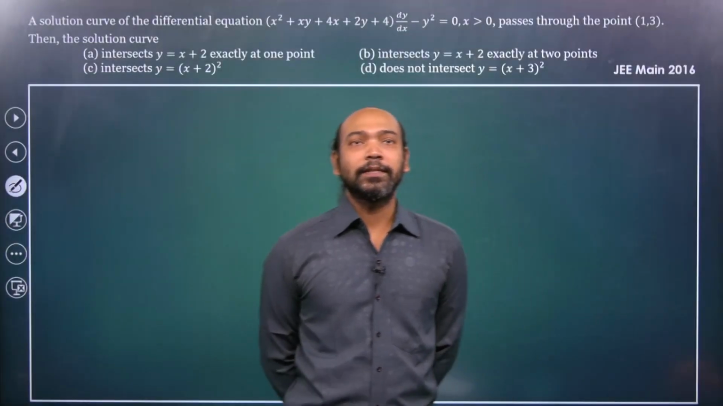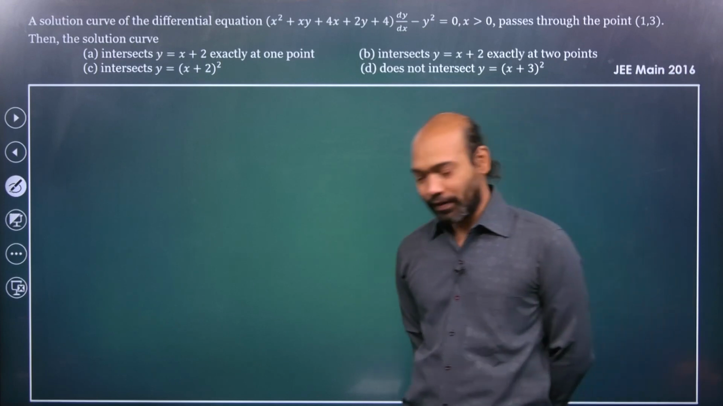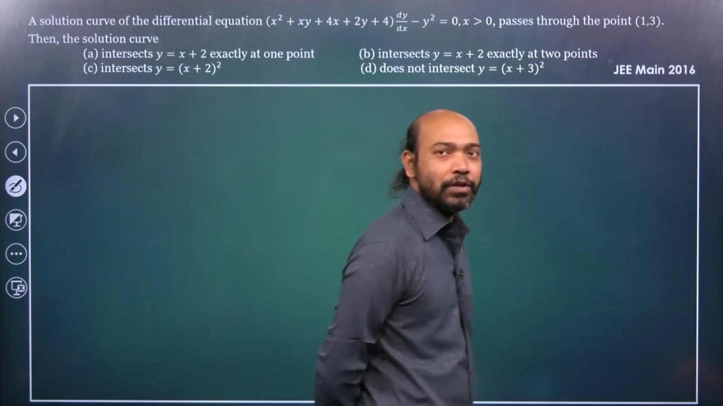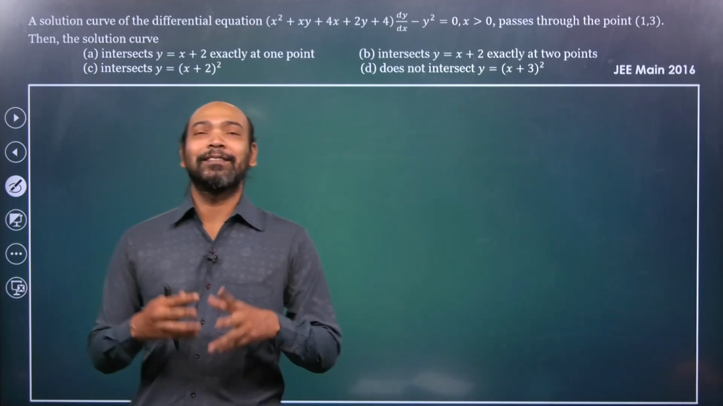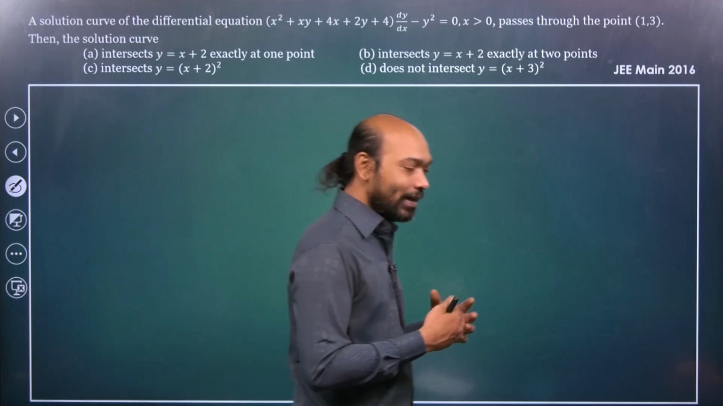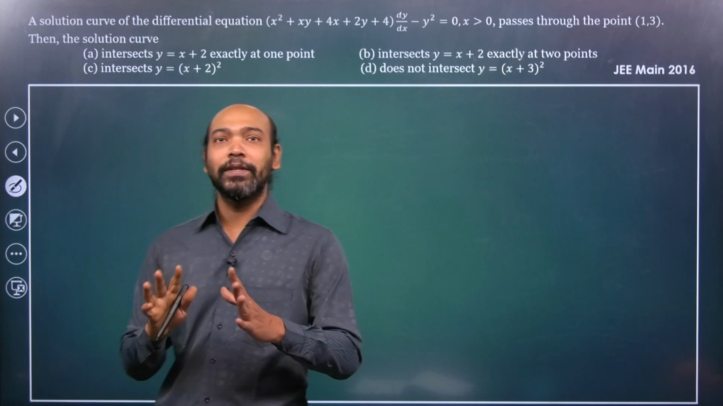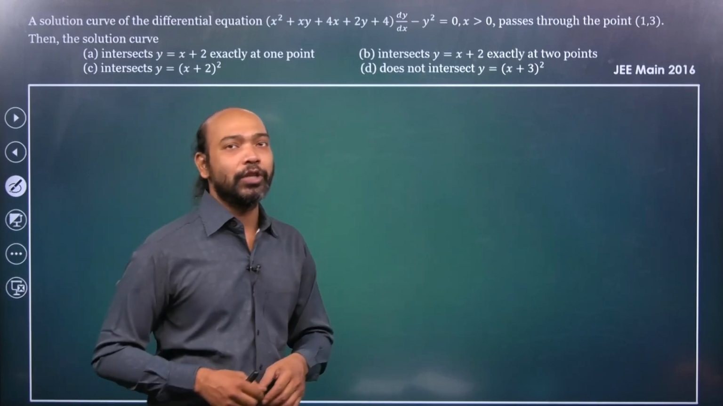Hi all, see this. This is a problem that came in the year 2016 in the JEE Main paper, as you've seen on the screen. Here we need to solve this differential equation and find the solution curve, the general solution. That curve will intersect the given curves, so we have to test the options one by one. That's the procedure. The first step is to solve the given differential equation.